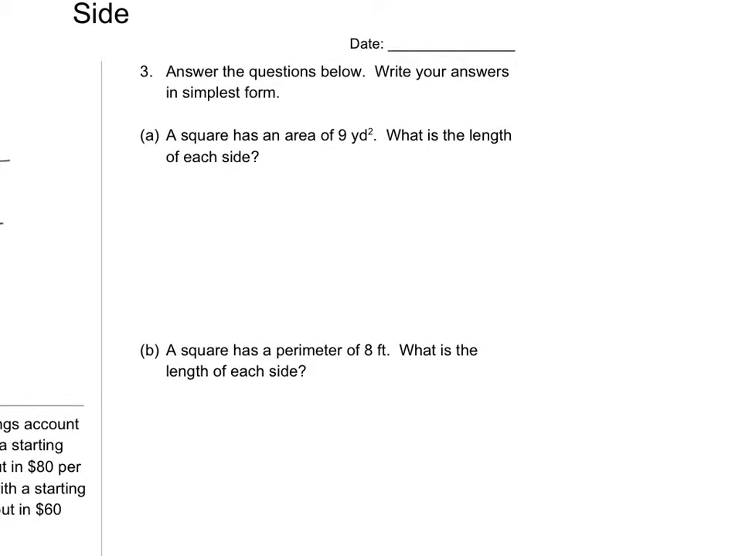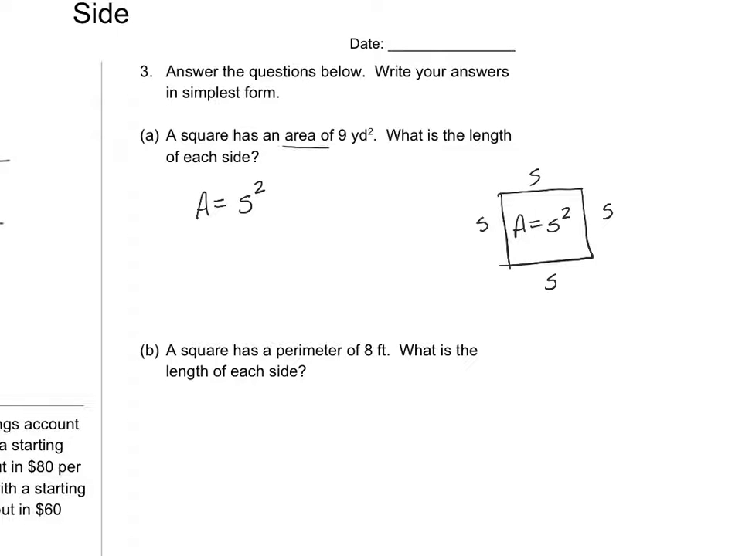Now question number 3. Answer the questions below and write your answers in simplest form. A square has an area of 9 yards squared. What is the length of each side? Well, remember, when we have a square, all 4 sides are equal, and the area is side times side, or side squared. So my equation then that I will use is the formula A equals S squared.